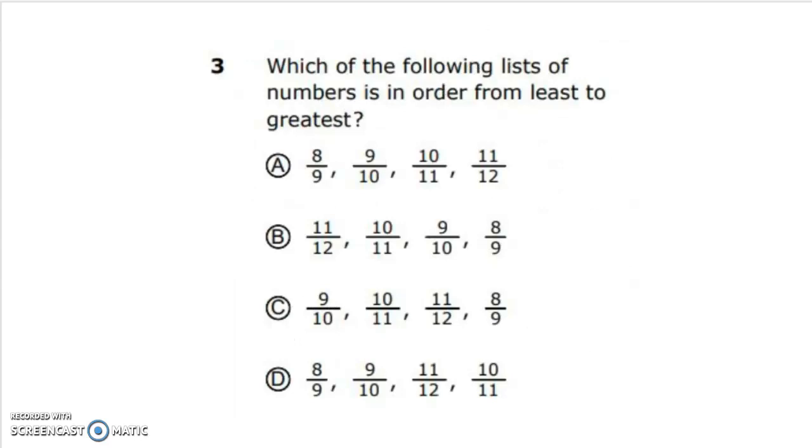Number 3. Which of the following lists the numbers in order from least to greatest? A. 8/9, 9/10, 10/11, 11/12. B. 11/12, 10/11, 9/10, 8/9. C. 9/10, 10/11, 11/12, 8/9. D. 8/9, 9/10, 11/12, 10/11.